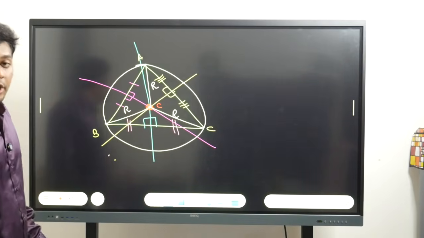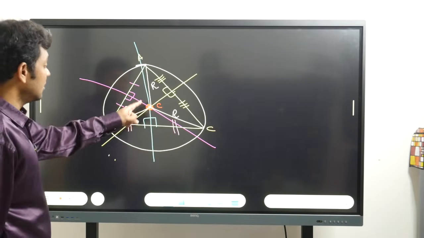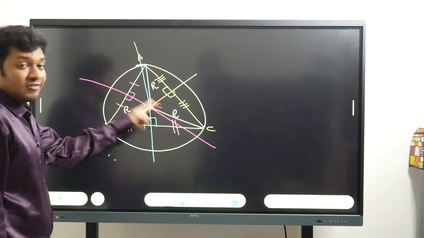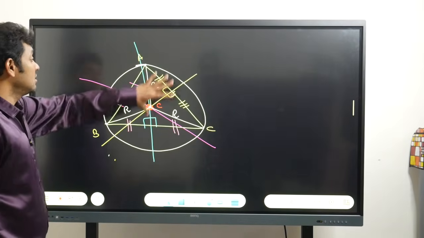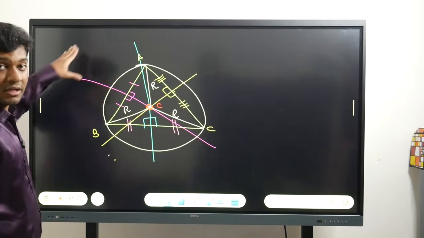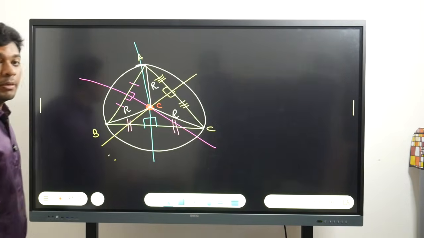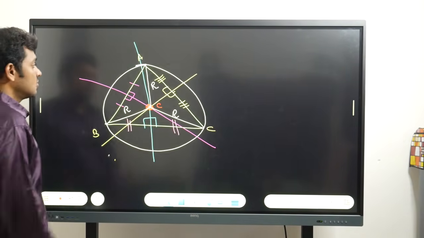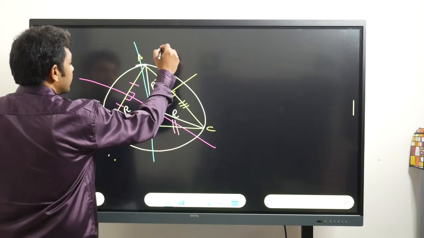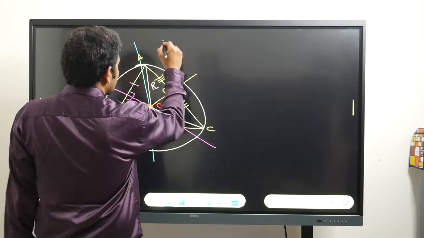Please remember, the point of intersection of the perpendicular bisectors is the circumcentre. With that, if you join the vertices, all three will be equal in length. That will be the radius. So you can construct a circle, which is the circumcircle. Right, so that's all with perpendicular bisectors. This is my circumcentre. So the center is the circumcentre.